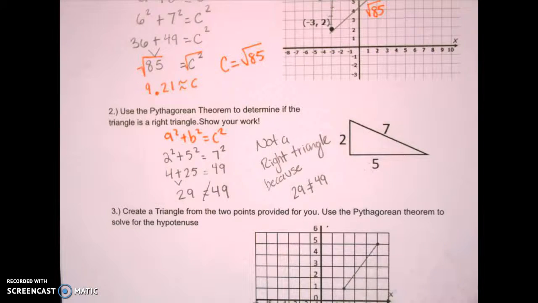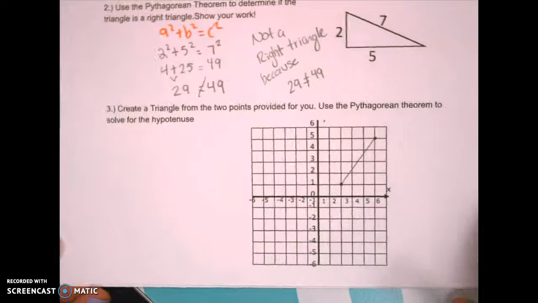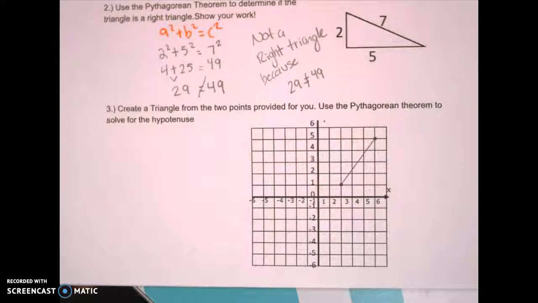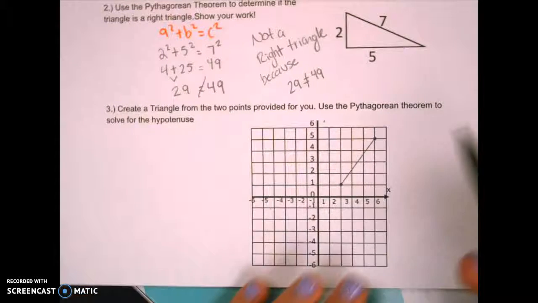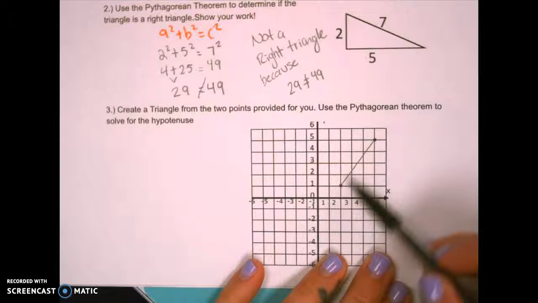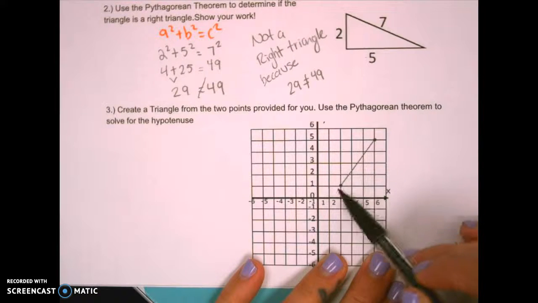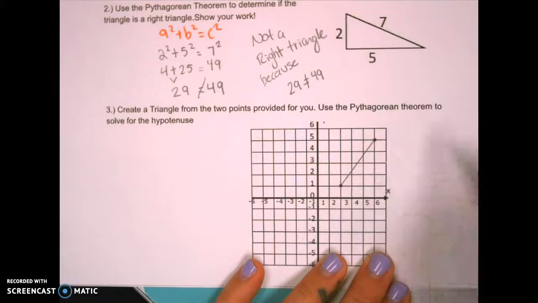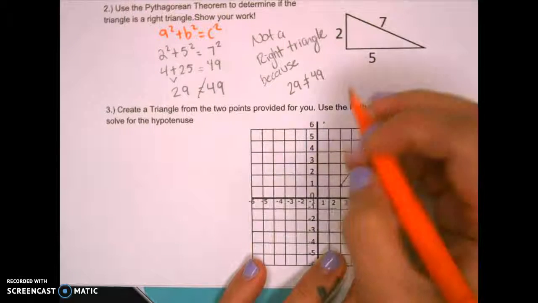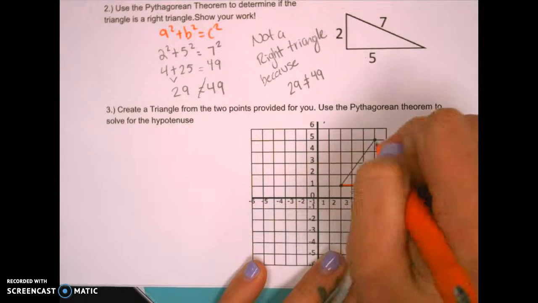Okay, the next problem is going to be right here. It says create a triangle from the 2 points provided for you, use the Pythagorean Theorem to solve for the hypotenuse. So on the quiz, you'll get 2 points and have to draw the line, or the line will be drawn for you. So in this case, I'm going to draw my triangle.